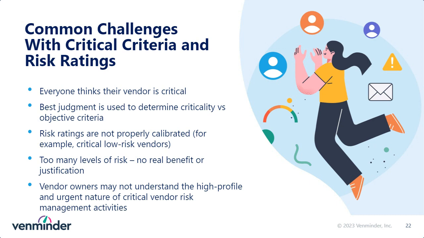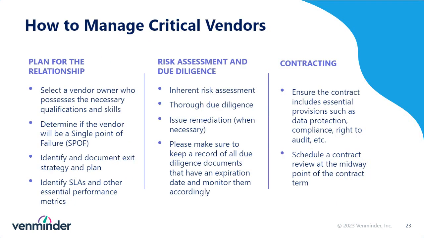So how do we manage these critical vendors? Well, let's think about it in terms of the life cycle and what we need to do at each stage. So when we're planning for that relationship, we need a vendor owner who has the necessary qualifications and skills, right? If we know this is going to be a critical vendor, the individual who's never been a vendor manager before, who knows nothing about third-party risk management, may not be the best choice. So we have to have a qualified person to manage the relationship.